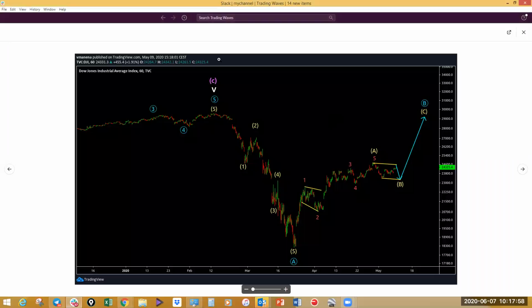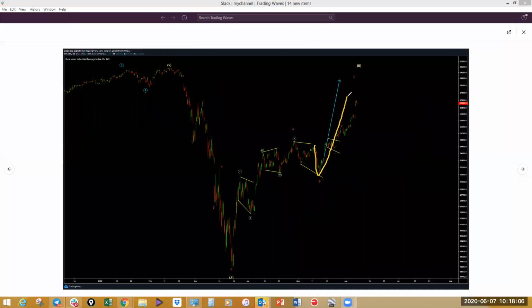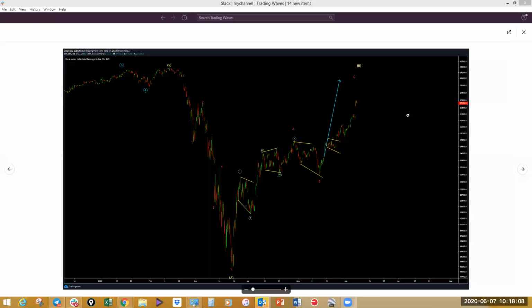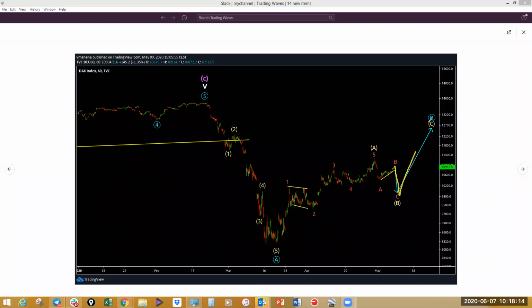We expected it to make a move down and push higher. Look at how amazing this is. It just, textbook style, goes down and makes a move to the upside. You can count how many points. That is Dow as well. We expected it to make a move to the downside and push higher, and this is how they've played out.